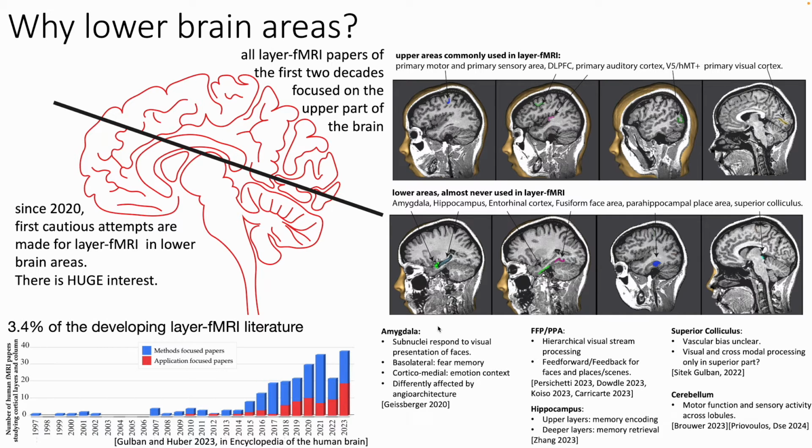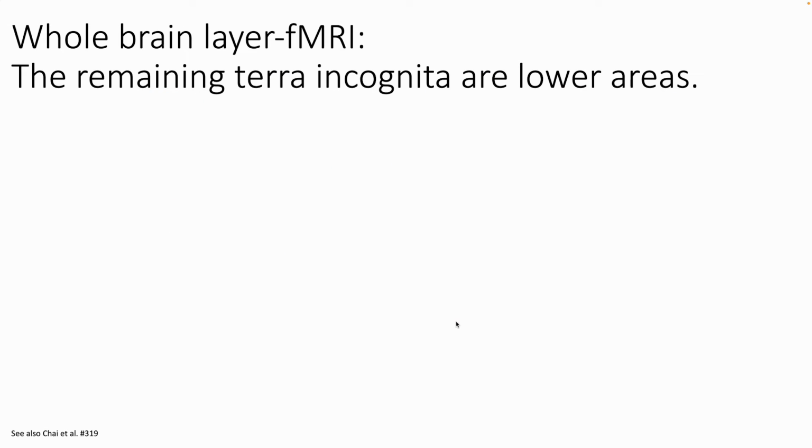Just to name a few, you can look at small structures like the amygdala and its subnuclei for emotional or face perception. There's FFA-PPA, to look at hierarchical processing of faces and places across feed-forward or feedback projections. There's the hippocampus and memory-related areas that are known to encode memory retrieval or encoding in the different layers of the cortex, and there are also the superior colliculi, small structures, and the cerebellum, for motor function. All of these things are very interesting and need high resolution.